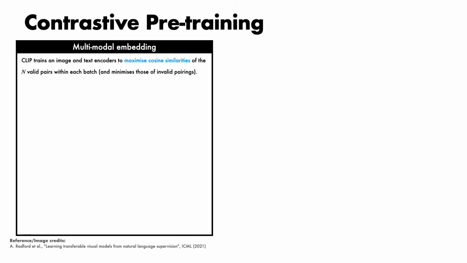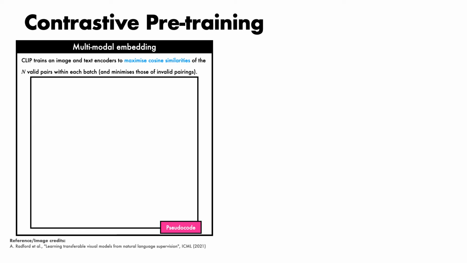We can now dig a little deeper into how this contrastive pre-training is performed. CLIP is optimized by training image and text encoders that maximize the cosine similarities between the n valid pairings of images and text within each mini-batch, and minimizing the cosine similarities of the remaining n squared minus n invalid pairings. How this works in practice can be understood with the help of some pseudocode provided by the authors.